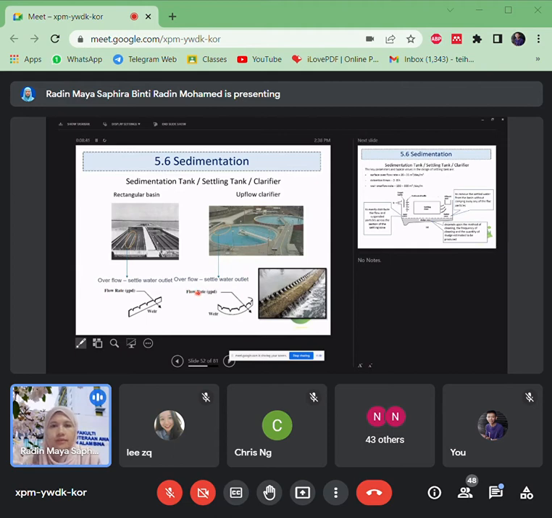Okay, next are examples of the rectangular and also the outflow clarifier. The one I once went to at SAJ, they use this type, a rectangular basin like this. In order for them to control the flow, they use this weir, like teeth. So that is how they maintain the flow of the sedimentation tank.